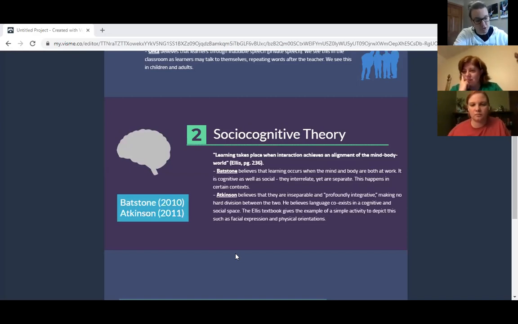So on page 222 in the Ellis textbook, I'm going to just read a short paragraph here. It says, for Atkinson, language coexists in cognitive and social space. For example, the simple activity of exchanging greetings involves facial expression, physical orientations, affective stance, a conventionalized social scene in a social setting with a social purpose performed by social actors and the effective deployment of the social tool of language. So you can see how all of these things play in together.